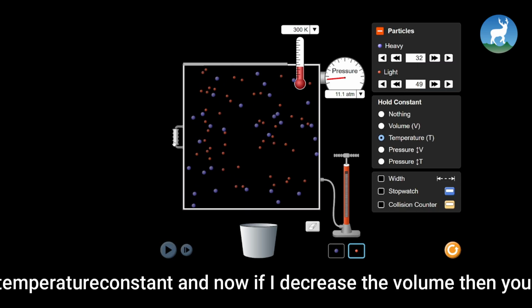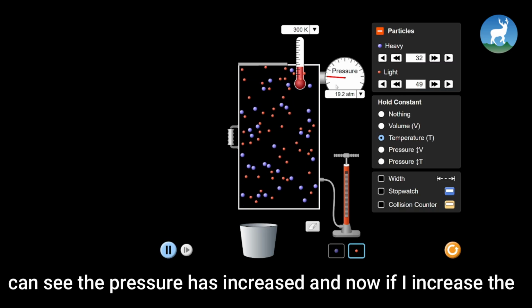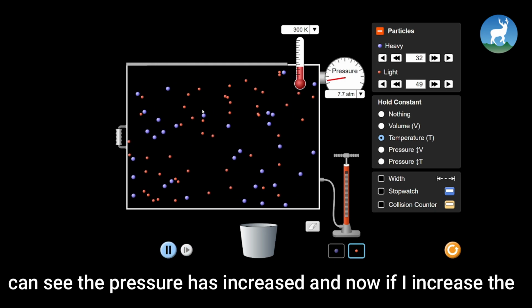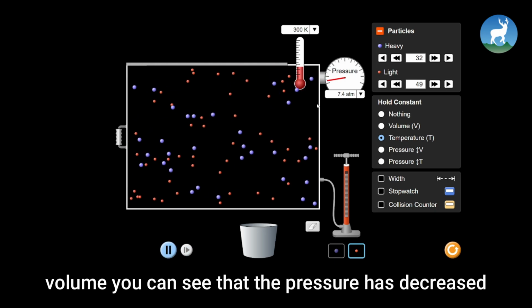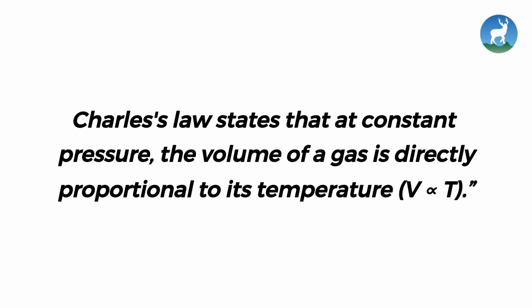And now, if I decrease the volume, then you can see that the pressure has increased. And now, if I increase the volume, you can see the pressure has decreased. This proves Boyle's law. Now, let us move into Charles' law.